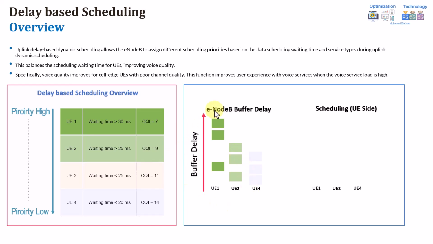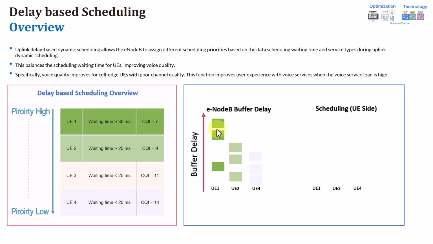Assume this is your scenario. This is the buffer delay on the eNodeB side, and here we have UE1. For UE1, we assume the waiting time is more than 30 milliseconds and you have CQI number 7. Assume here you have 3 packets for user 1, 3 packets for user 2, and 3 packets, for example, for user 4. And user 1 is an edge user with a poor radio condition. It can be in downlink or uplink, but I'm just giving an estimation to present that this user is kind of an edge user.